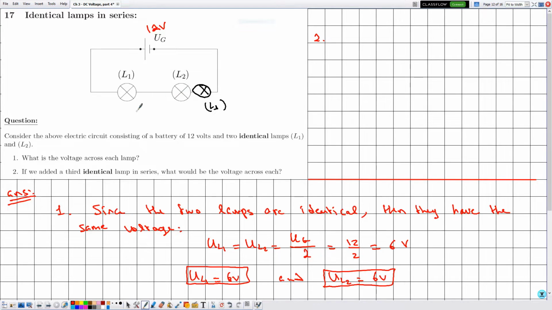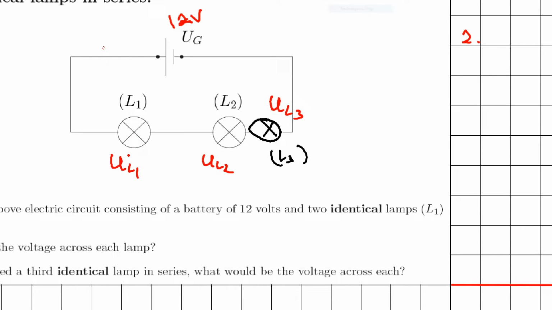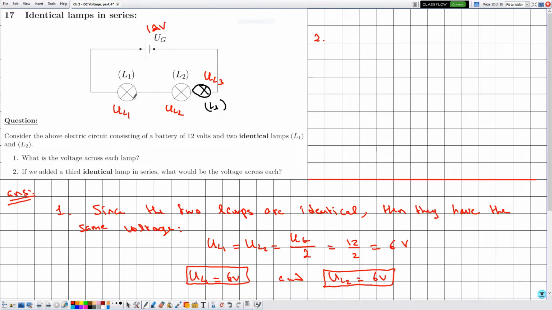And now they are asking me about the voltage across each lamp. So this is UL1, this is UL2, and this is UL3. So what is the voltage across each? We know that according to the law of addition of voltages, the sum of these voltages must be equal to 12. And because they are identical, then each one will have the same voltage. So let me say, since the 3 lamps are identical, then they have the same voltage.